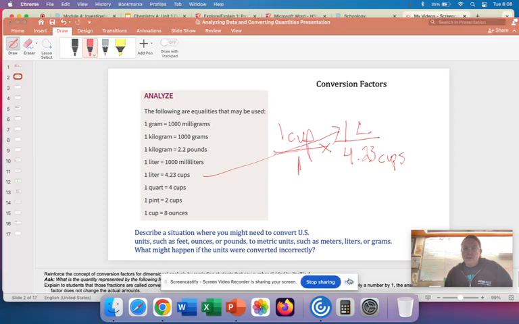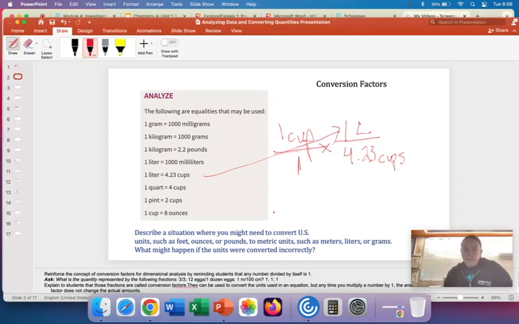This is what we say: any number divided by itself is 1. So 1 liter divided by 4.23 cups is 1. What is this amount? 12 eggs per dozen. What is that amount? Also equal to 1. 1 meter has 100 centimeters. So both of these measurements are 1 meter.